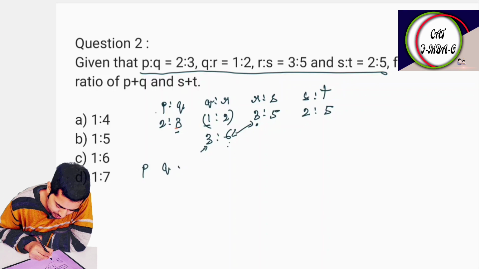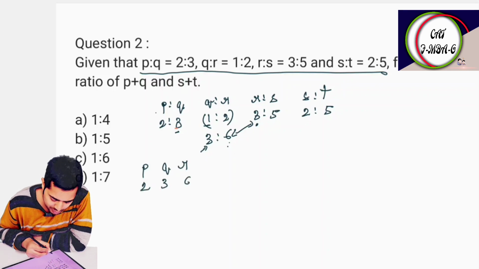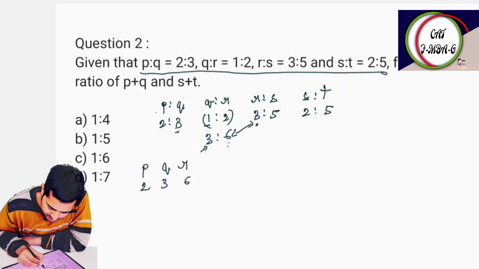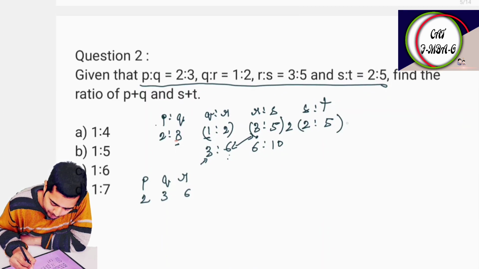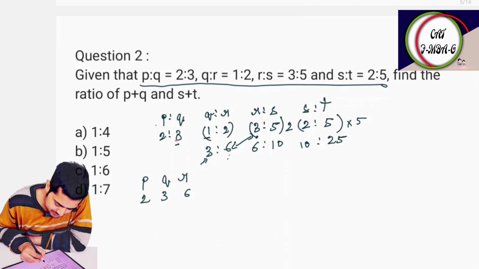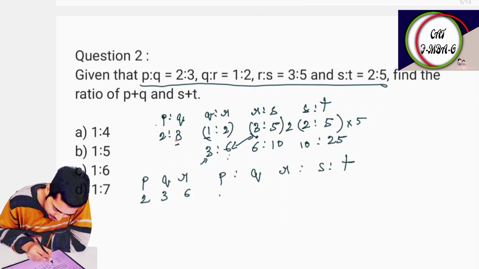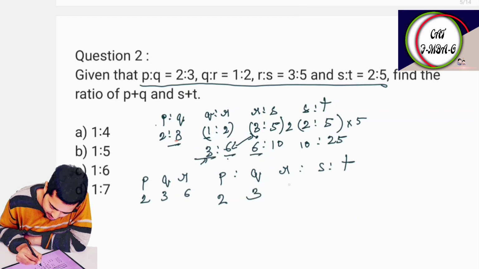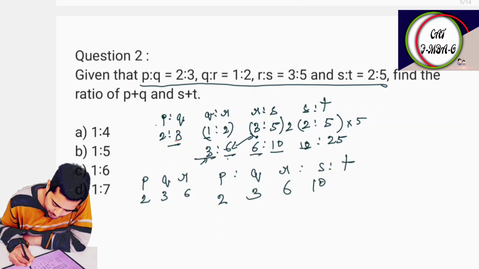So P is to Q is to R is 2 is to 3 is to 6. It is clear to us. Now here 6 is there, 3 is there. Multiply by 2. 6 is to 10. Here 10 is there and here 2 is there, so multiply by 5. 10 is to 25. Now you can write easily. P is to Q is to R is to S is to T: 2, 3, 6, 10, and 25.